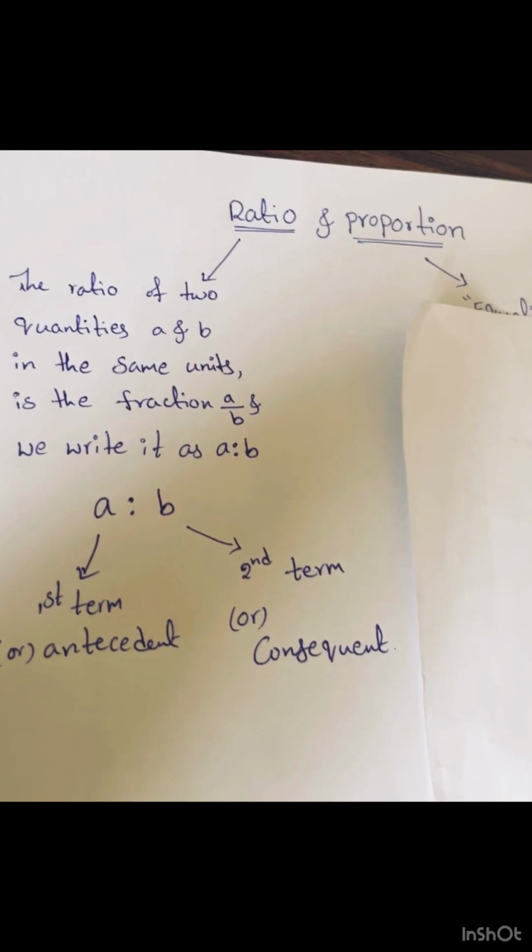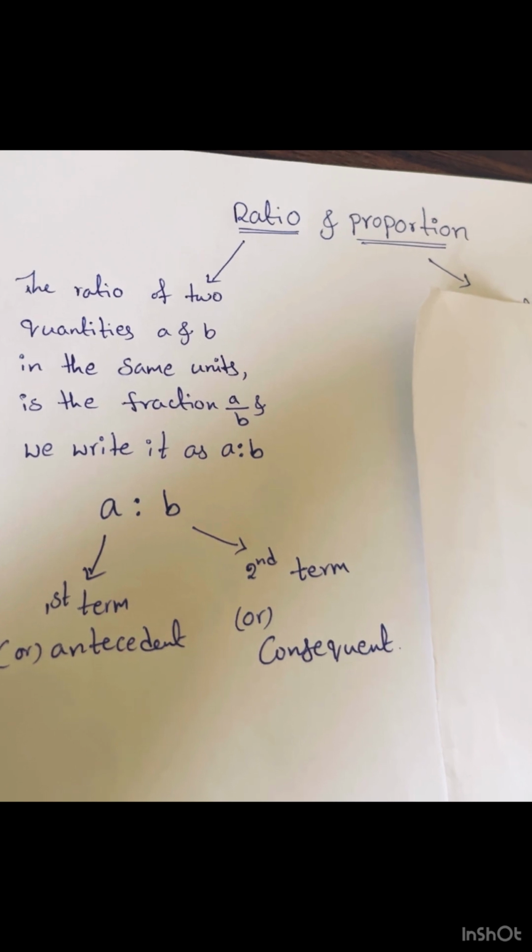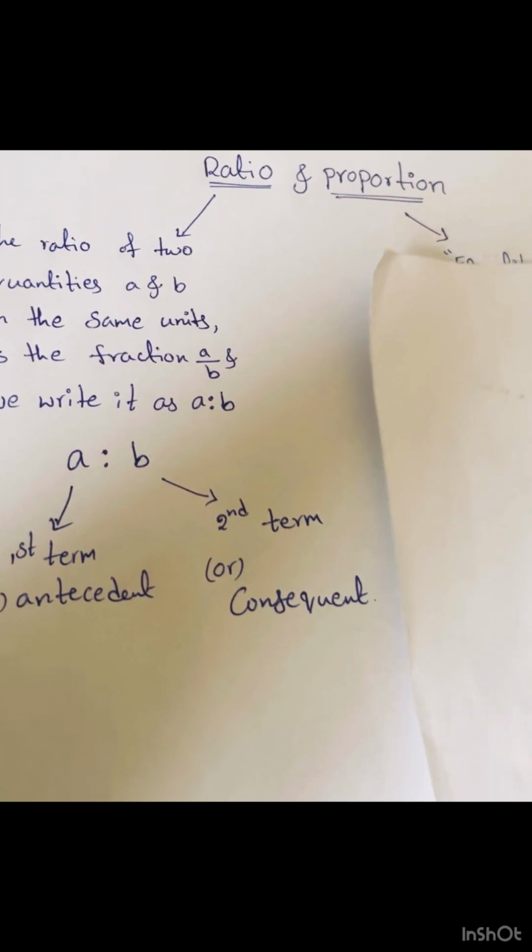In the ratio A is to B, A is called the first term or antecedent, and B is called the second term or consequent.